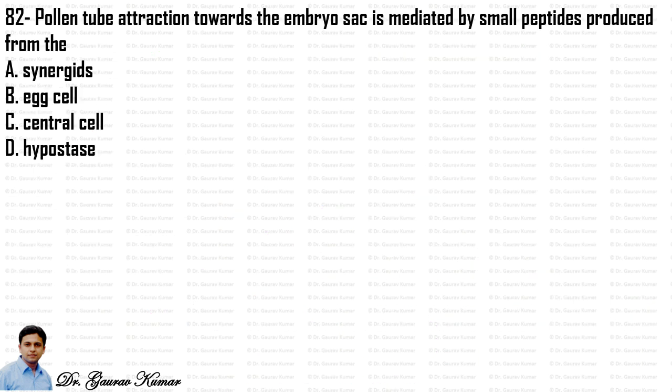Coming to next question, the pollen tube attraction towards the embryo sac is mediated by small peptides produced from the. So this explanation I have already given in the previous slide. So the answer is synergids.